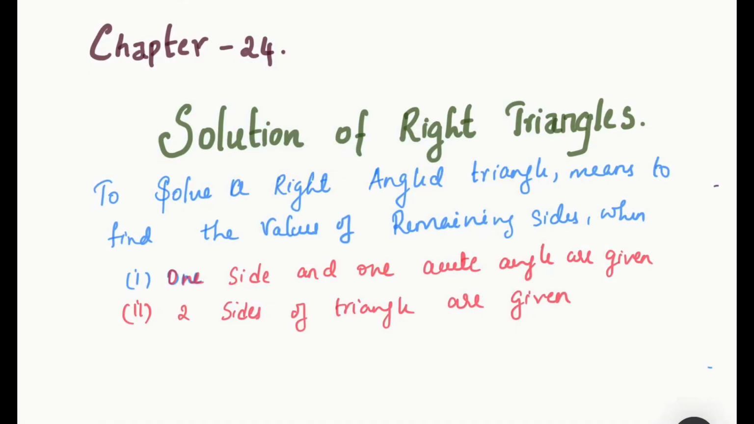Hi students. Today let us start with our chapter 24, Solution of Right Triangle. To solve a right angle triangle means to find the value of the remaining sides. When one side and one acute angle are given, the two other sides of the triangle can be found. There are two conditions. One is that one side and one acute angle are given. The second condition is that two sides of the triangle are given.